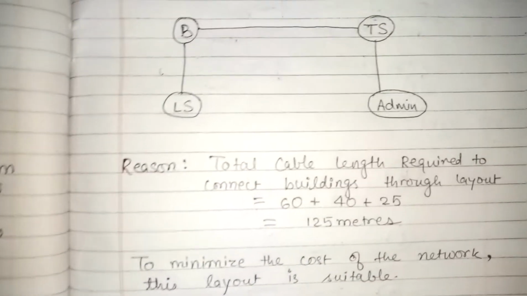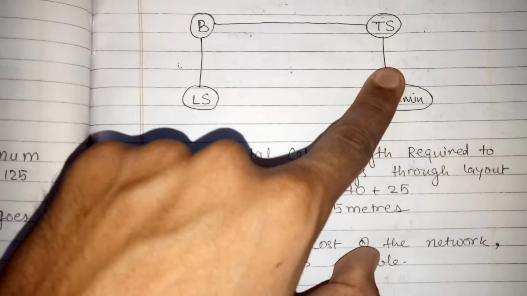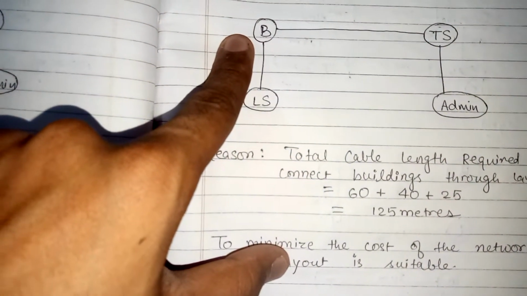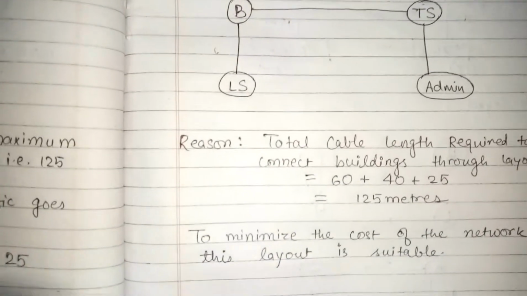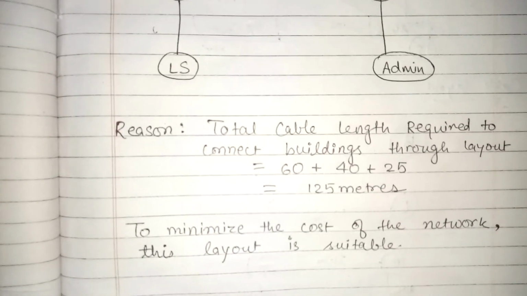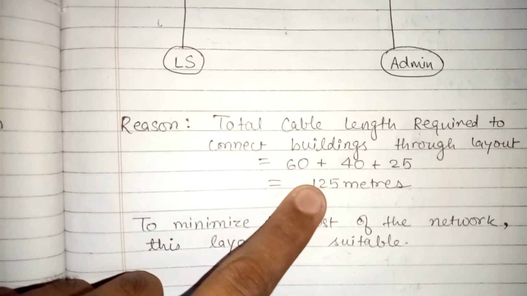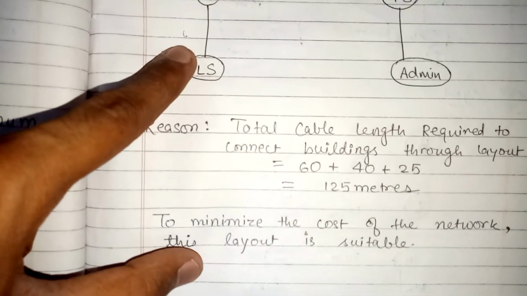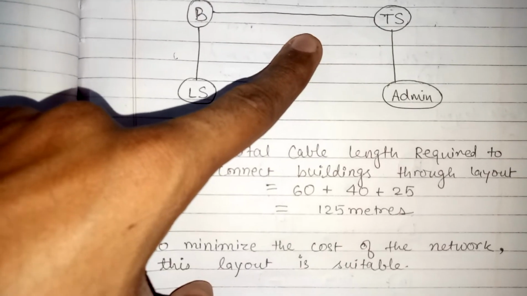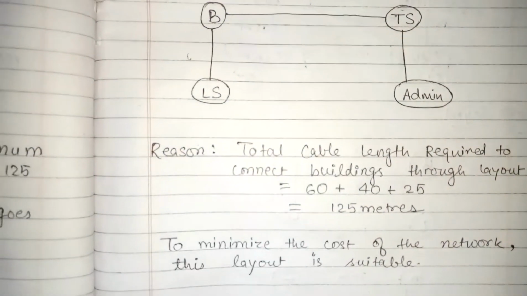This layout is simply connected from admin to technology school to the business block and the law school. The reason here is the cable length required to connect buildings through this layout is only 125 meters, because this length was 60 meters, this length was 40 meters, and this was 25 meters.